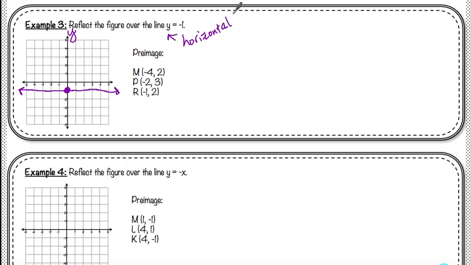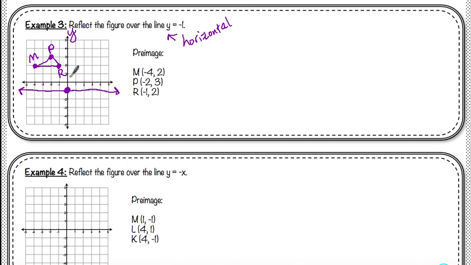Okay, so let's look at the pre-image and go ahead and graph that. The pre-image is MPR. So M is -4, 2. P is -2, 3. And R is negative 1, 2. Okay, so we have a triangle.